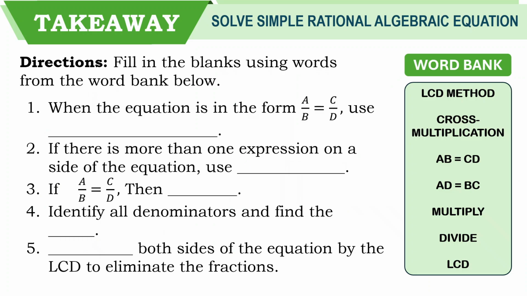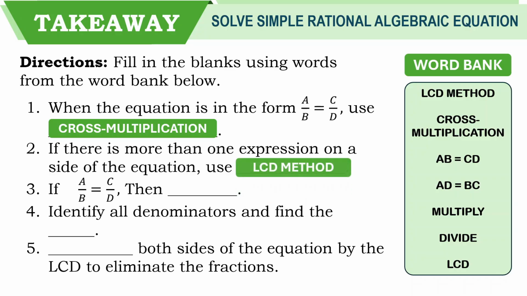Now let's try to check if you understand it in its entire concept. Let us try to fill in the blanks with the word or words in this box. Let's have number 1. When the equation is in the form a over b equals c over d, use blank. If you said cross multiplication, then you got the right answer. Let's have number 2. If there's more than one expression on the side of the equation, use the LCD method. Great job if you got it.